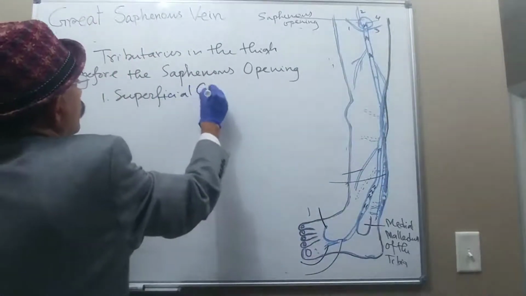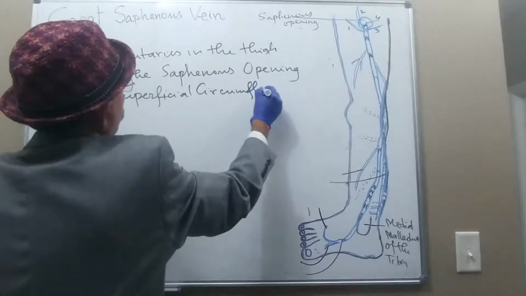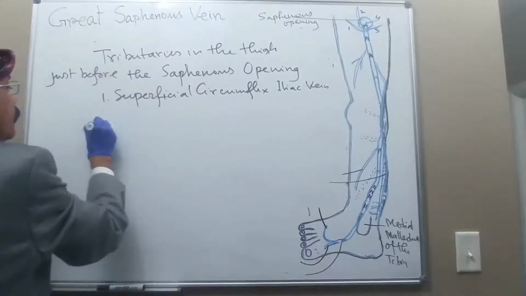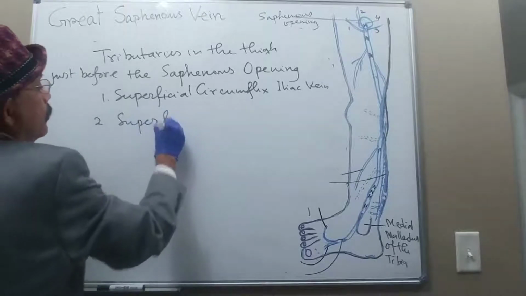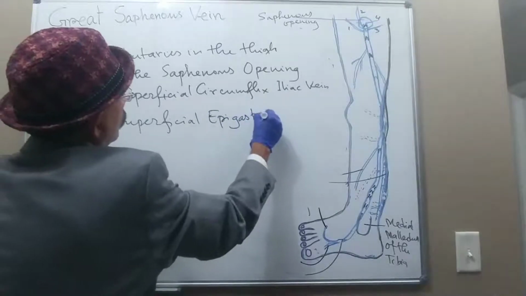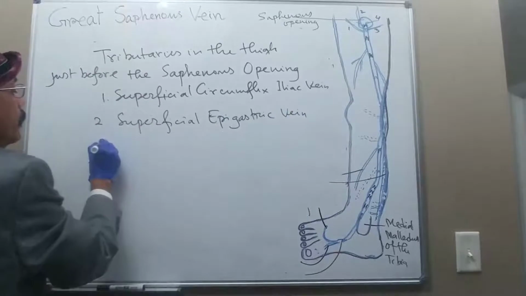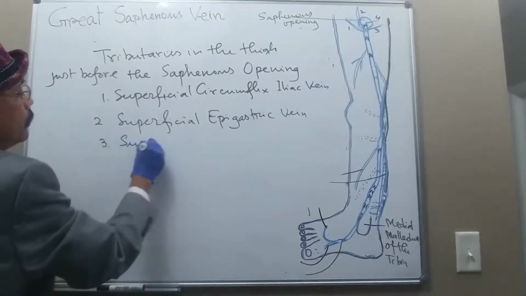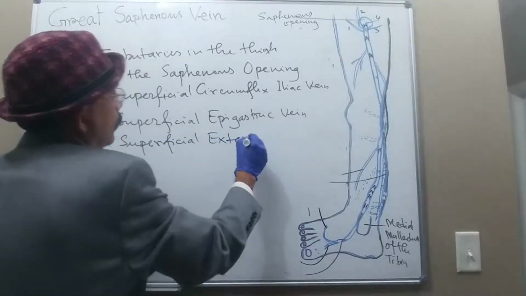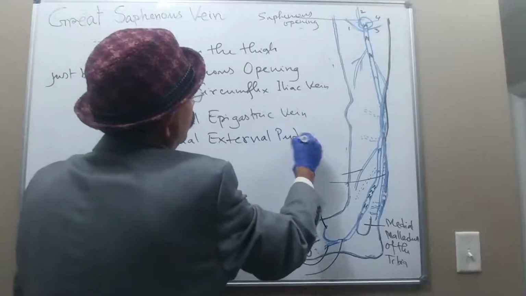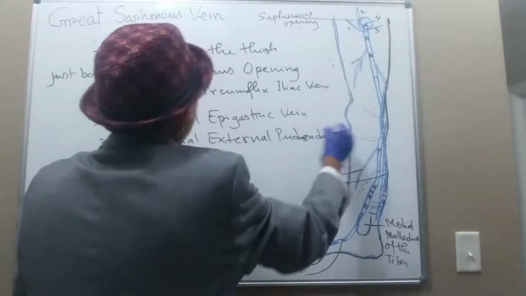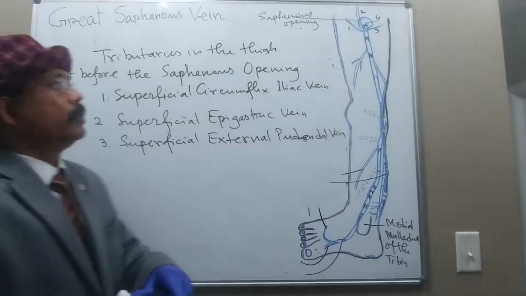Superficial circumflex iliac vein, then superficial epigastric vein, another one is the superficial external pudendal vein. We got 3 tributaries just before.